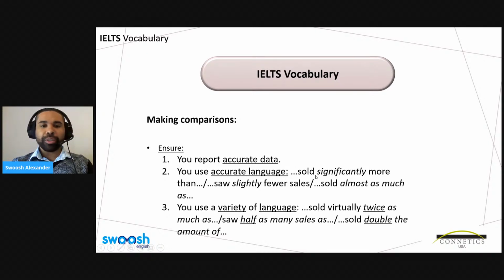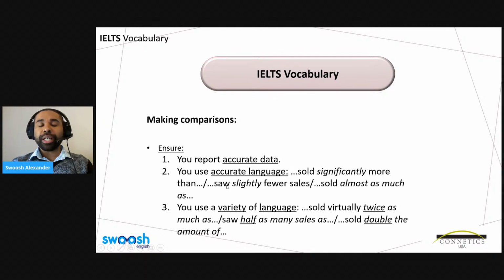So here are some examples. If we are making comparisons with sales, for example, we could use the expression that A sold significantly more than B. So using the adverb significantly shows that it wasn't just a case of it was a little bit more, but it was a great deal more, a large amount more. And so adding significantly helps to make our language more accurate.